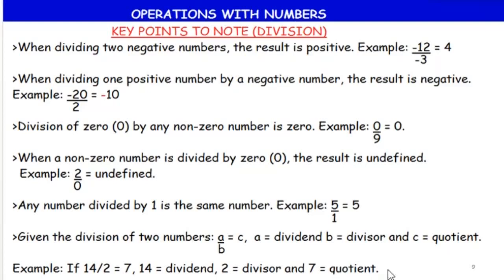Let's look at a typical example. Assuming I write 14 divided by 2, which is definitely 7. The 14 becomes my dividend, the 2 that is dividing the 14 becomes my divisor, whereas the result of 14 divided by 2, which is 7, becomes my quotient. Alright, so please take note of these three terminologies. We are going to make use of them in other topics, and your knowledge of this is going to help you understand how to go about those topics.